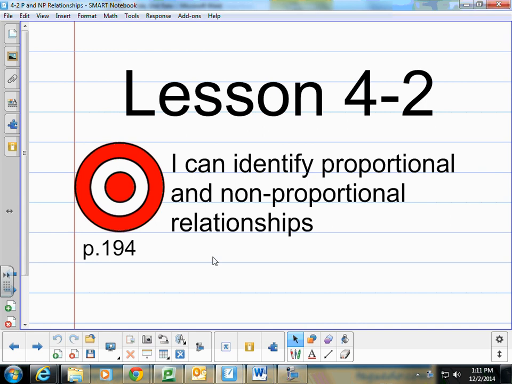Have your vocab out, have some paper for notes, write down questions you have and things that really stick out that help you learn. Off we go.